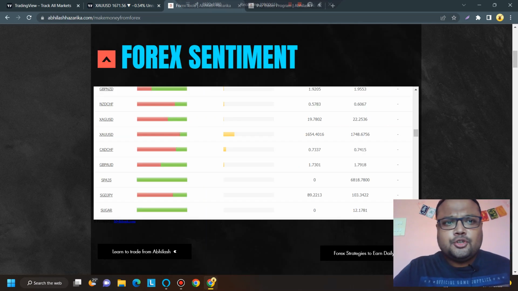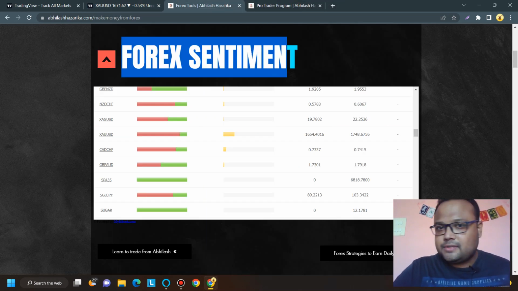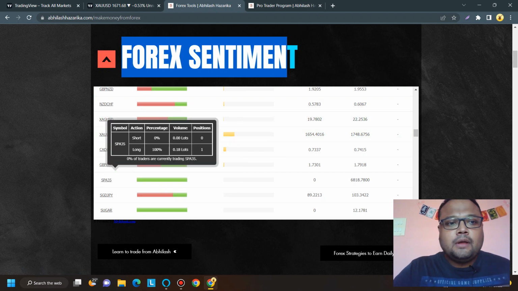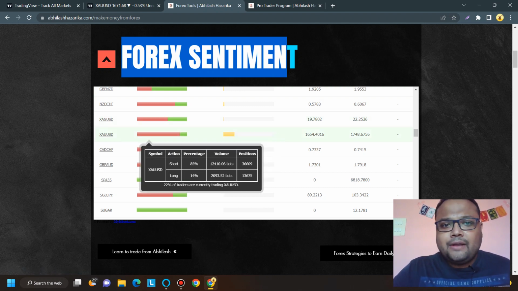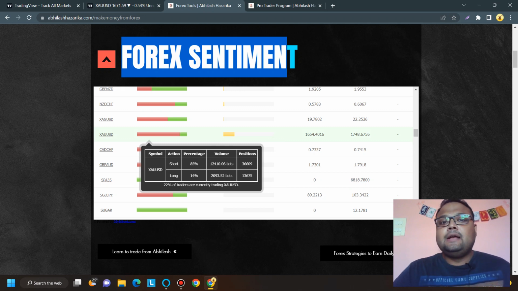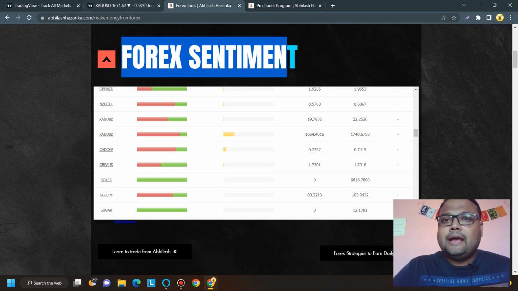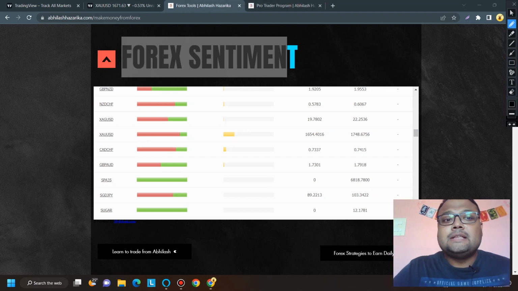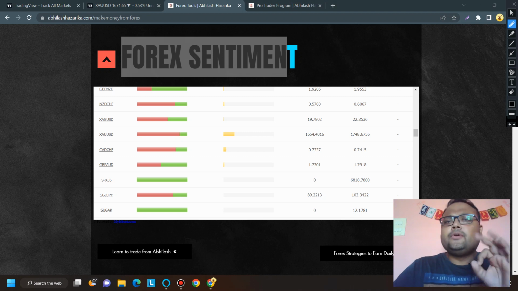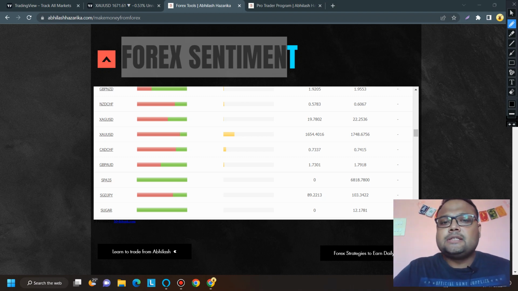I would like to show you the Forex sentiment meter first. In the Forex sentiment meter, here is our beloved gold, and you can see 85% of retail traders are on the sell side and only 14% are on the buy side. 85% have taken sell positions, and usually we always see the market moving against the Forex sentiment meter. So if you just look at the Forex sentiment meter, there is a good chance that the market will be going up.